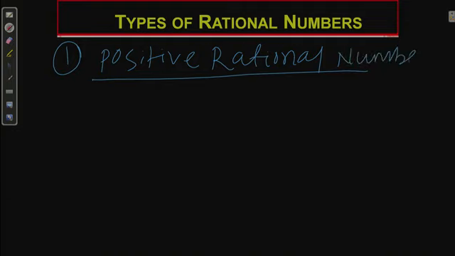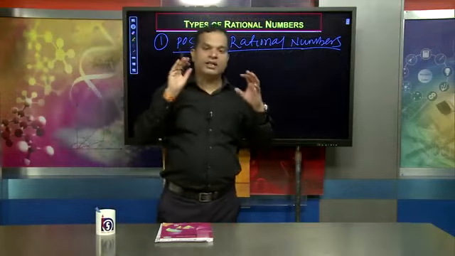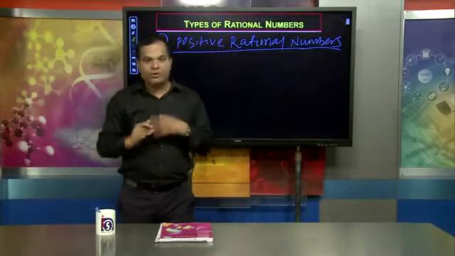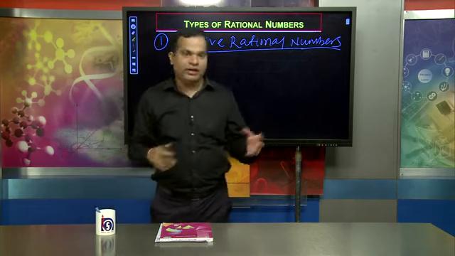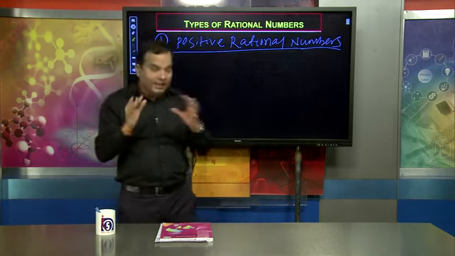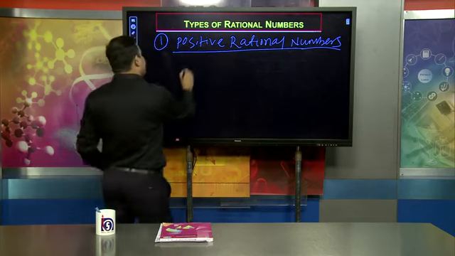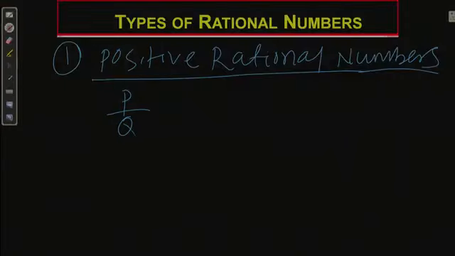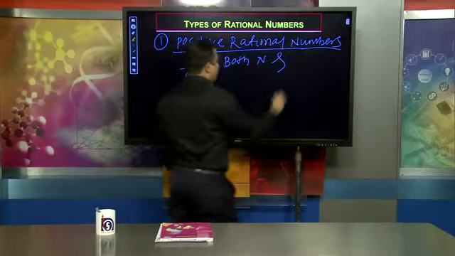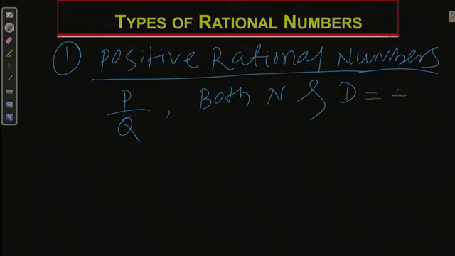Dear learners, we already know a rational number is in the form of P by Q, where Q is not equal to 0, P is the numerator, and Q is the denominator. When talking about a positive rational number, suppose in P by Q, both the numerator and the denominator are either positive or negative. Then you will get a positive rational number.